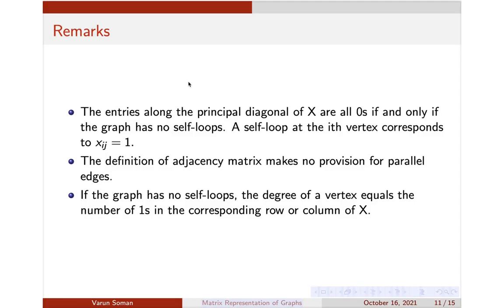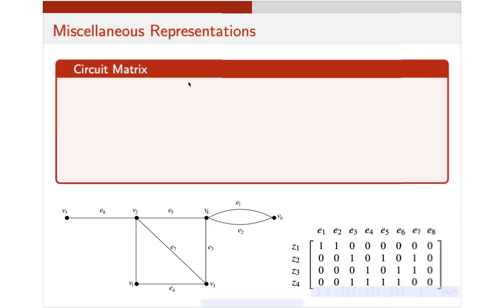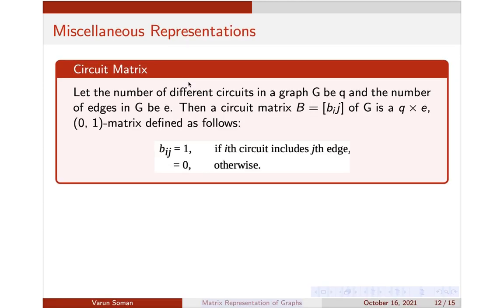Now the next one: two other miscellaneous matrices are there to represent circuits and paths. One is called the circuit matrix. The circuit matrix is very simple.